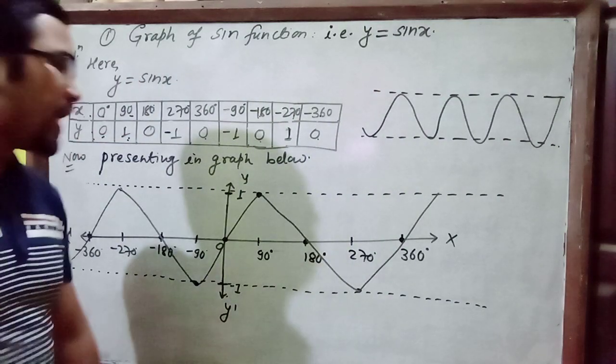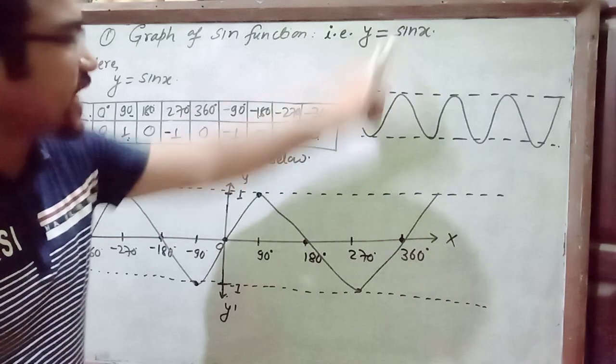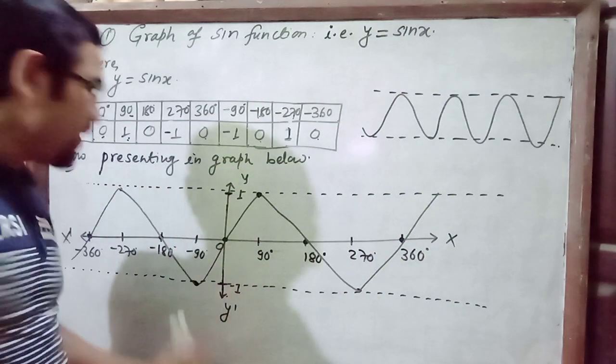So this graph of the sine function shows the maximum of the sine function. The maximum value of the sine function is +1 and the minimum value is -1.